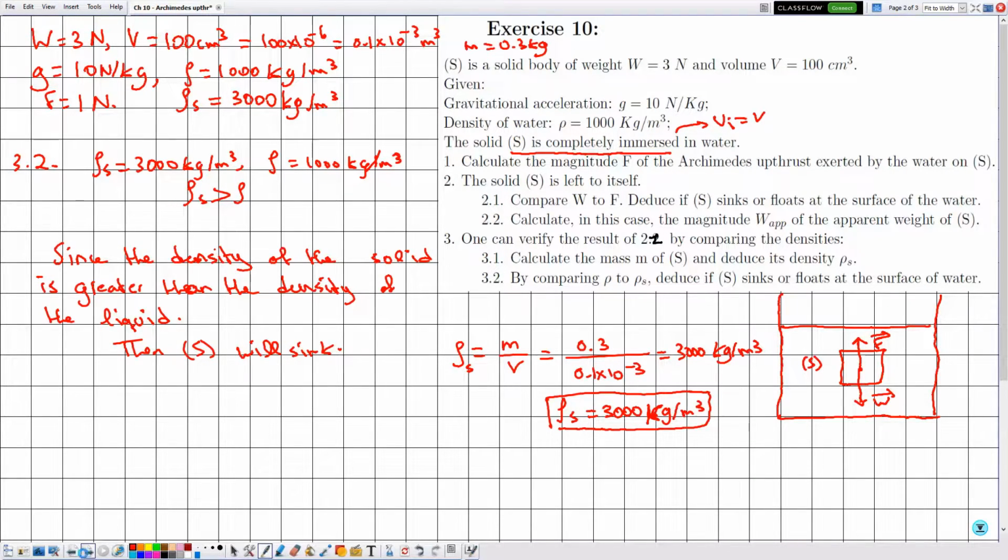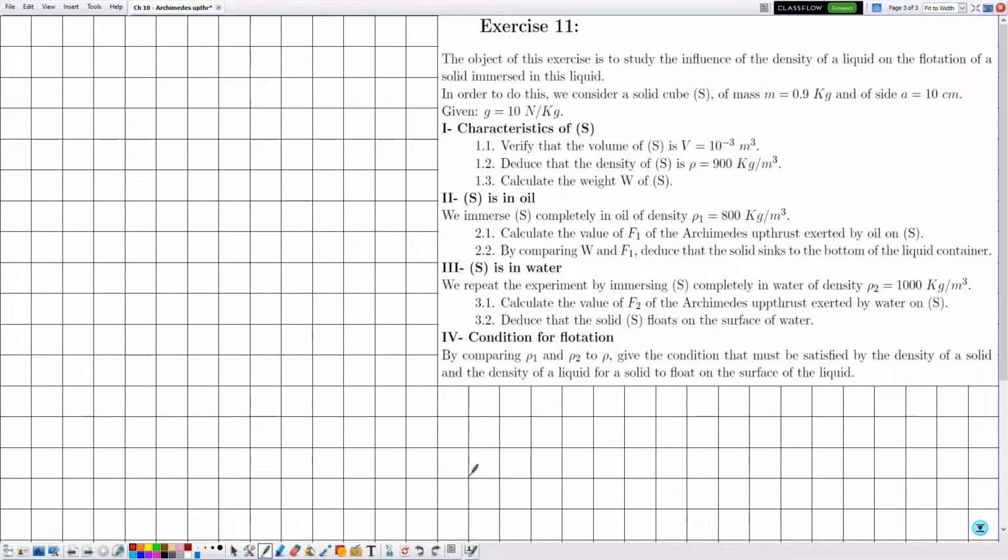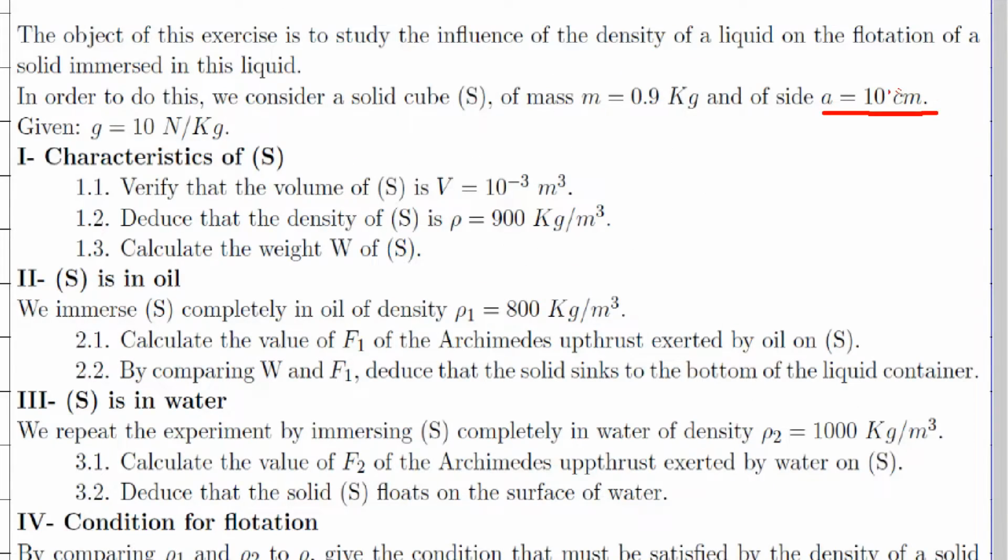So let's move to the next exercise, which is exercise number 11. The object of this exercise is to study the influence of the density of liquid on the flotation of a solid immersed in this liquid. In order to do this, we considered a solid cube S of mass m equal to 0.9 kilograms, and of side A equal to 10 centimeters.